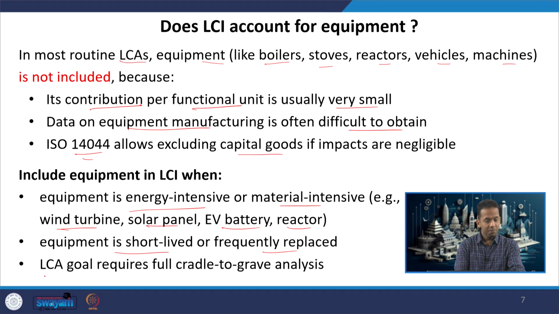Also, it depends on the goal or the type of LCA that we are doing. If we are looking for cradle to grave analysis, there we typically try to include the equipment, but again there also we may exclude equipment if the contribution per functional unit is negligible. So, that is about the equipment or capital goods included in life cycle inventory.